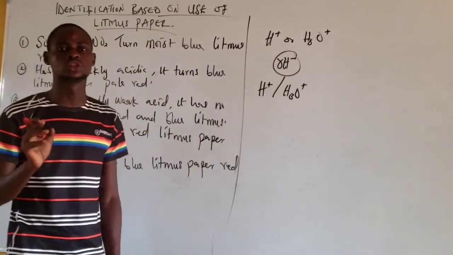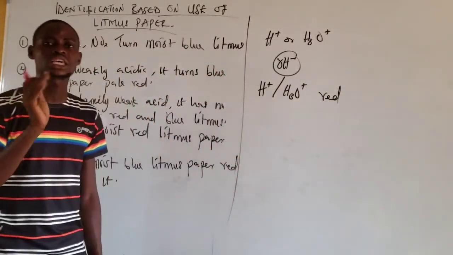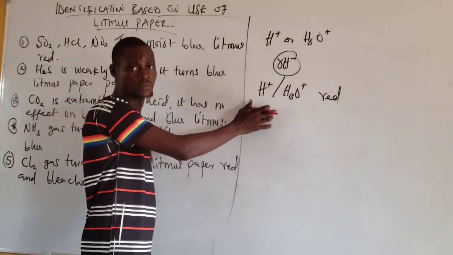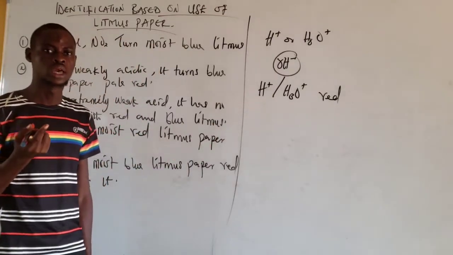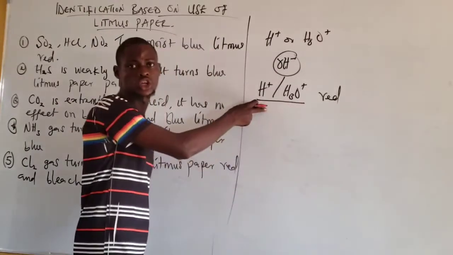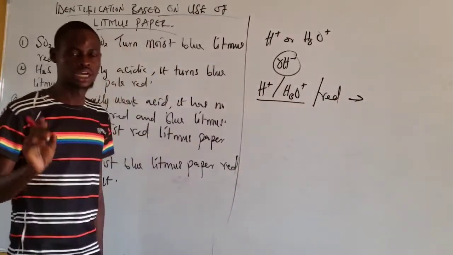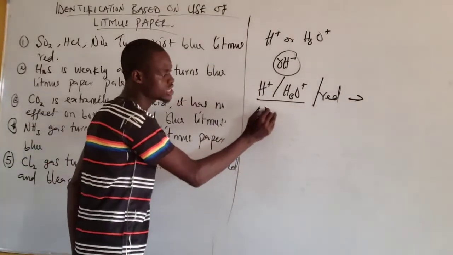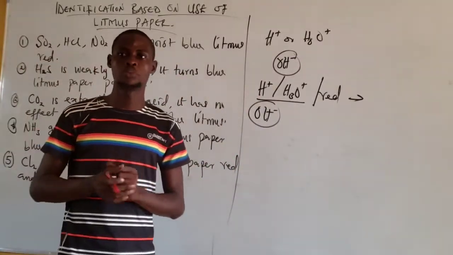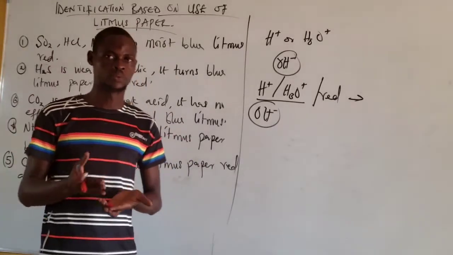Hydrogen ion or hydronium ion will never react with what? Red. It simply means it does not give any reaction with a red litmus paper, but it tends to turn a blue litmus paper into red. When you react hydrogen ion or hydronium ion with a red litmus paper, it shows no reaction. That is number one. Number two, hydroxyl ion shows no reaction with blue litmus paper, but it tends to change the color of red litmus paper into blue.